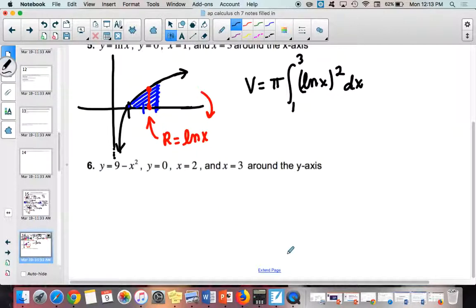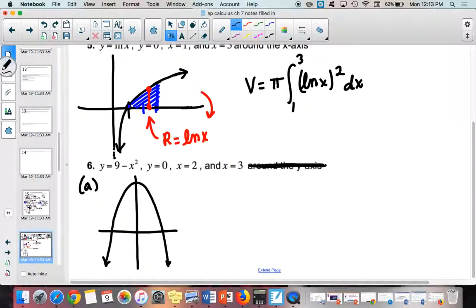All right, last one. So let's not make this around the y-axis. So let's do some that are actually in the next section, which we've already done, that volume of other cross-sections, right? Okay. So we'll do a part A and part B on this. If you need more room, you can put it in your additional notes. So we have 9 minus x squared. Where does that cross the x-axis?